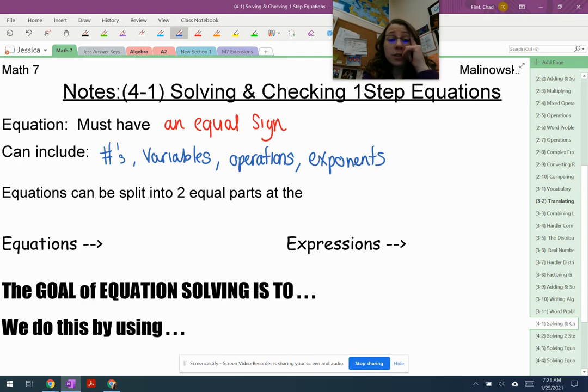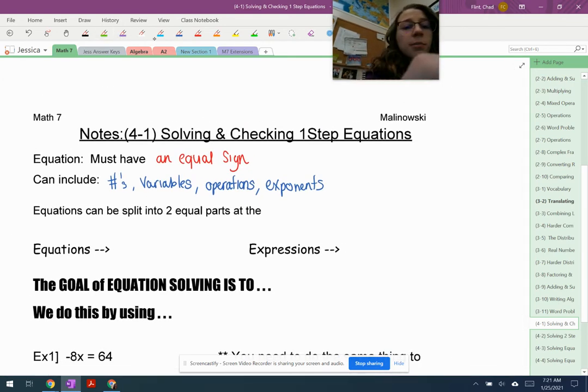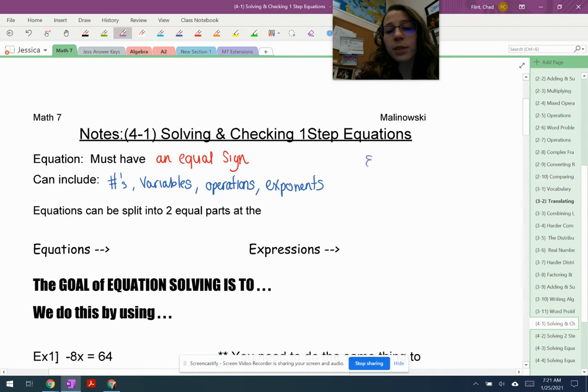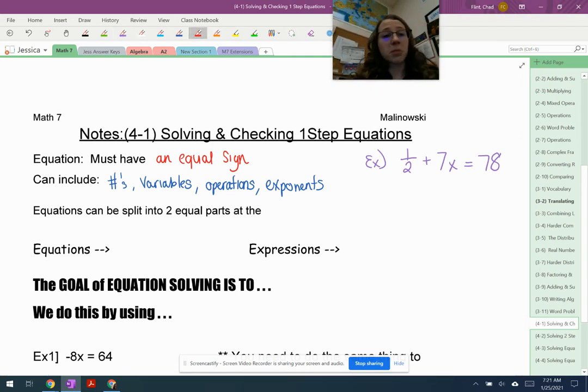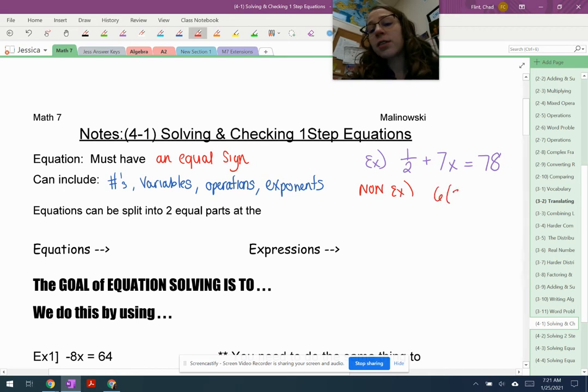So let's get an example of an equation. Some examples of equations could be 1/2 plus 7x is equal to 78. That's an equation because it has an equal sign. Boom. Simple as that. A non-example would be something like just looking at 6 times 30 plus x. That's not an equation because it does not have an equal sign.